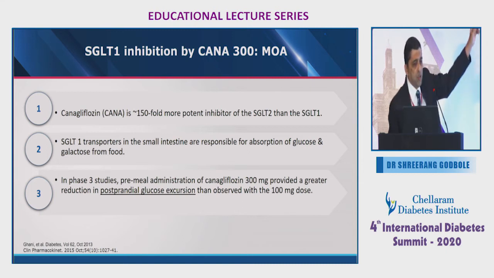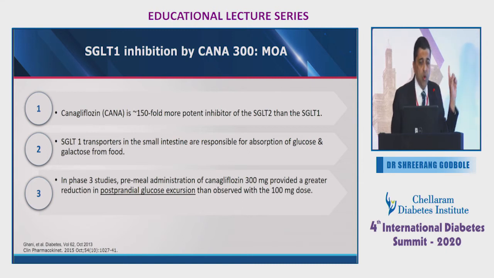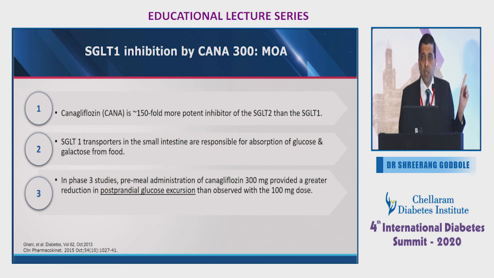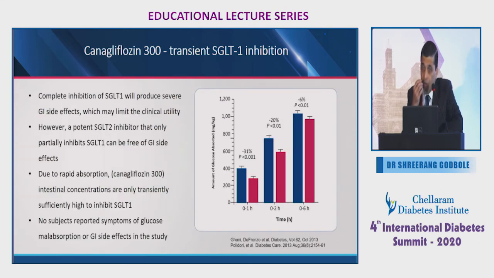So what I was trying to tell you is Canagliflozin is only a 150-fold more potent inhibitor of SGLT2 compared to SGLT1, and the SGLT1 transporters in the small intestine are responsible for the absorption of glucose and galactose. And in fact, in phase 3 studies, a pre-meal administration of Cana 300 milligrams provided a greater reduction in the postprandial glucose excursion than was observed with a 100 milligram dose. I told you that inhibition has to be transient. You can't just keep on inhibiting the SGLT1.